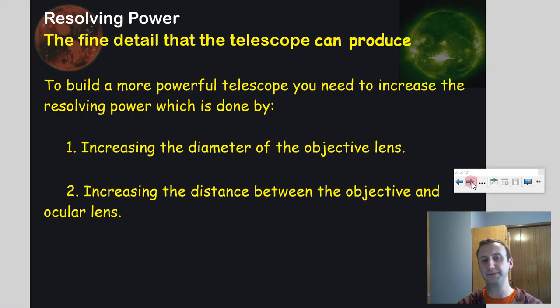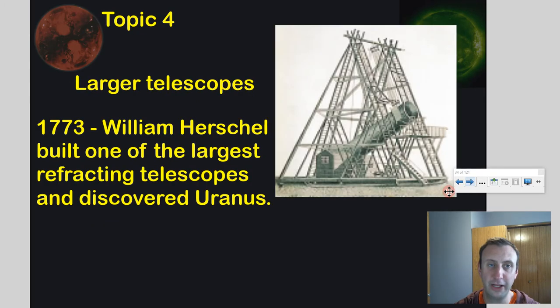So to build a more powerful telescope, you need to increase the resolving power, which is done by either increasing the diameter of the objective lens, and there we're talking about a refracting telescope, and then also increasing the distance between the objective and the ocular lens, again talking about a refracting telescope. That could also be the objective and the reflecting mirror or secondary mirror when we're looking at a reflecting telescope. So essentially, with telescopes, bigger is better. It's going to give you a better resolving power, and you'll also be able to get higher magnification as well.